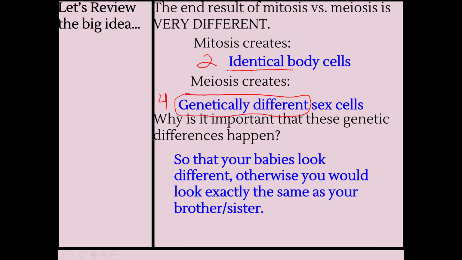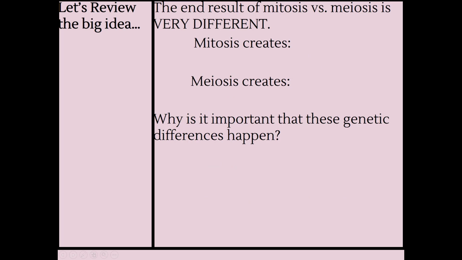And the big reason is so that our babies don't look like each other. I understand we have twins and things like that, but we want them to look different. We want to look different than our brothers and sisters. That would be extremely boring if we didn't have that variation. So we want that genetic diversity.